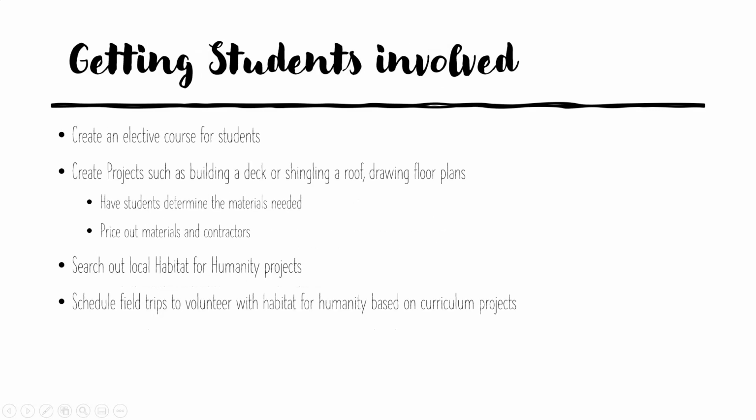So the way I want to try and get my students involved with Habitat for Humanity is first by creating an elective course for students. That's going to be project-based learning, such as building a deck, shingling a roof, drawing floor plans, where students would have to determine the materials they need, price out materials, price out whether it'd be cheaper to do it themselves or have contractors do it, all sorts of things.